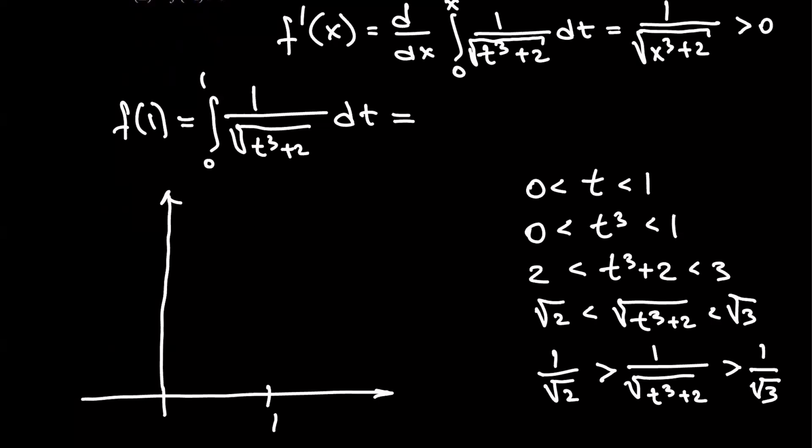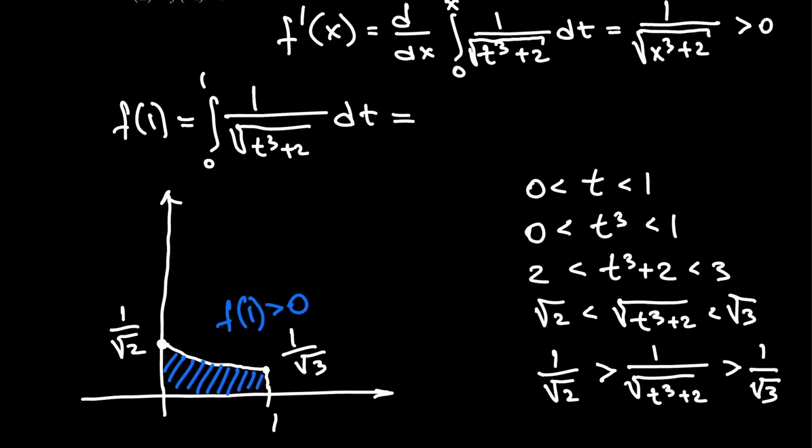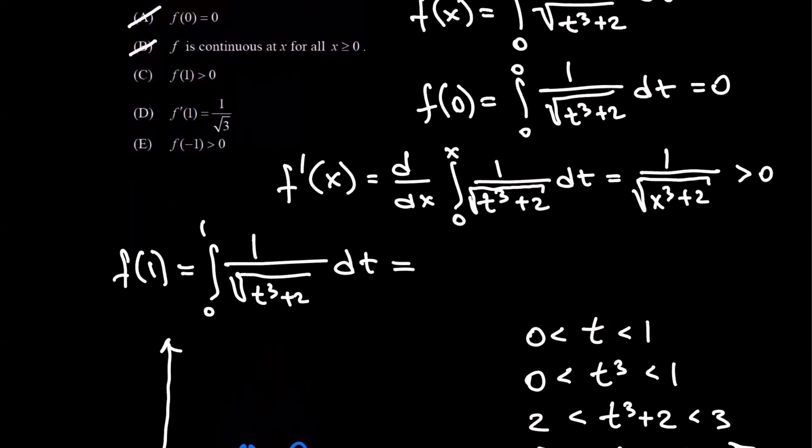So we see that this function is positive on the interval from 0 to 1. Somewhere it starts at 1 over square root of 2, here is 1 over square root of 3, and then it somehow smoothly connects these 2 points. So f of 1 is greater than 0, and it's the area under this curve, so it's positive. So the third statement that we see here is also true. So f of 1 is greater than 0.